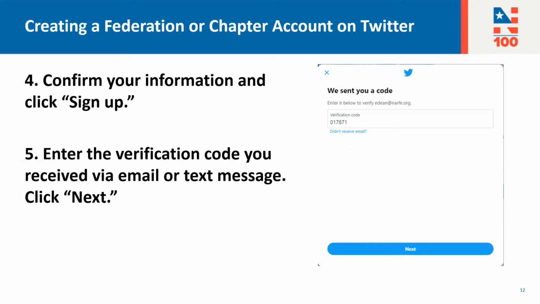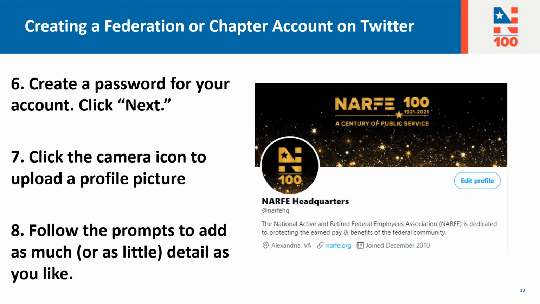Just like on Facebook, you'll be asked to confirm the contact information you entered, whether it be an email or a mobile phone number. Enter the code you receive in your email or text message, and click Next. On the next screen, you'll be allowed to choose a password. Do that, and click Next. Click on the camera icon on your new Twitter profile to upload a profile picture, and then follow the prompts to add as much or as little detail as you like, following the same recommendations that we had for Facebook.